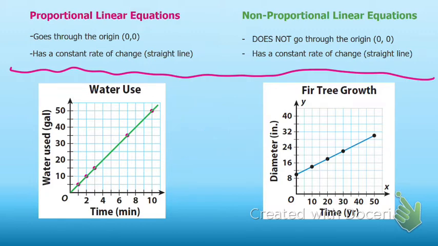Okay guys, what do you see is the difference between something being proportional versus non-proportional? Yep, that is the only difference, isn't it? Are they both linear? Yes or no? What does linear mean? Straight line. So if it has a straight line, then it has a constant rate of change. So they're both linear. The only difference is one goes through the origin and one does not.